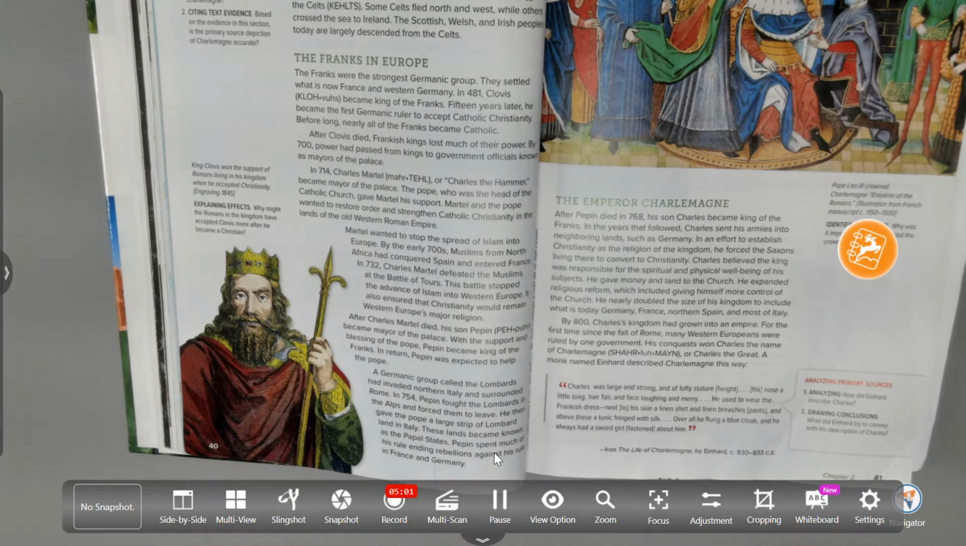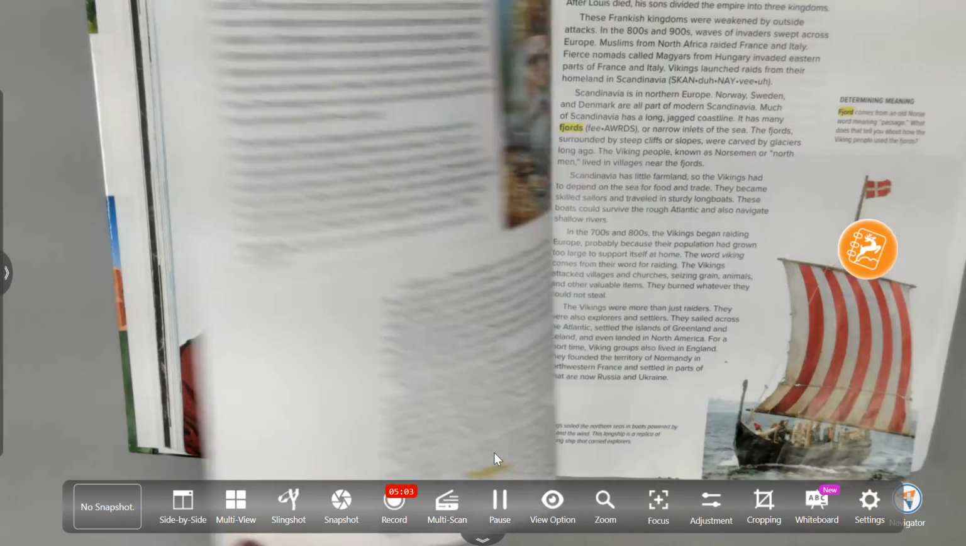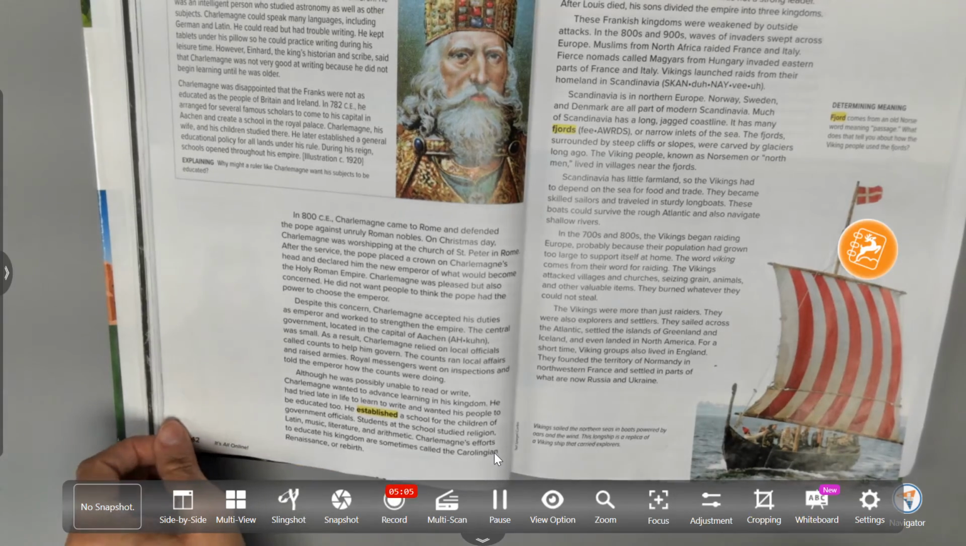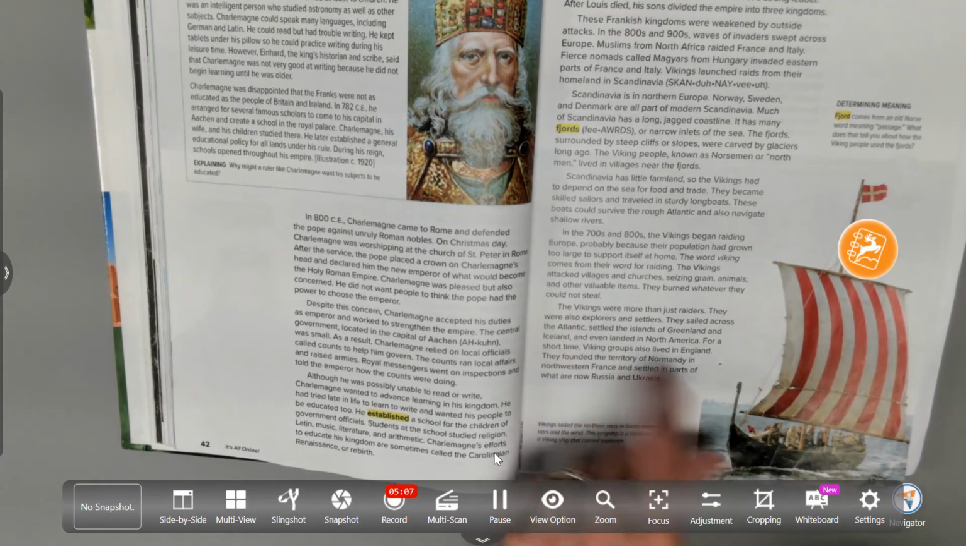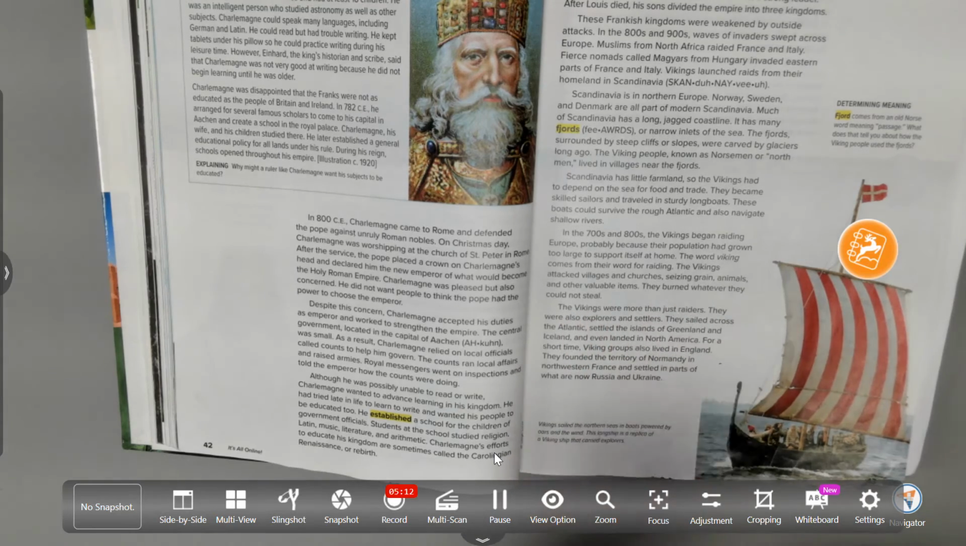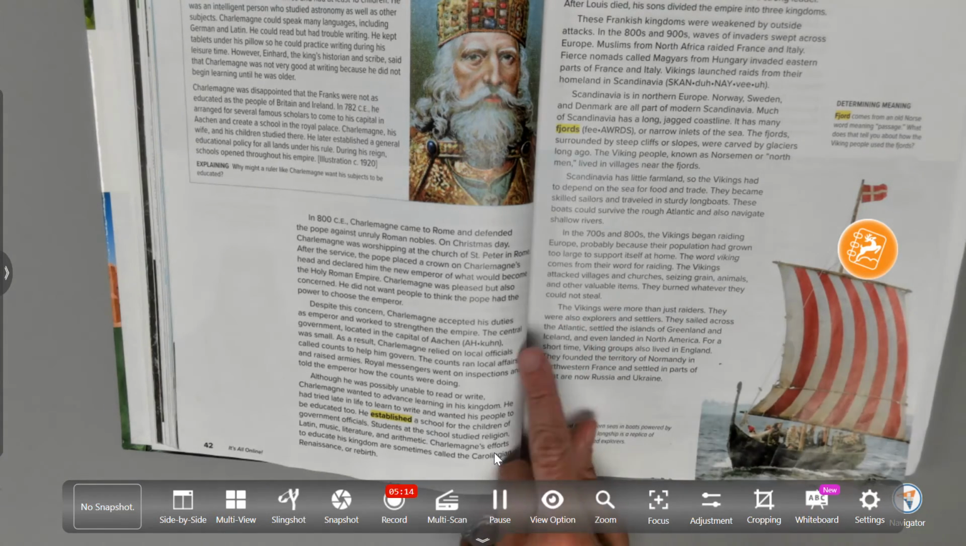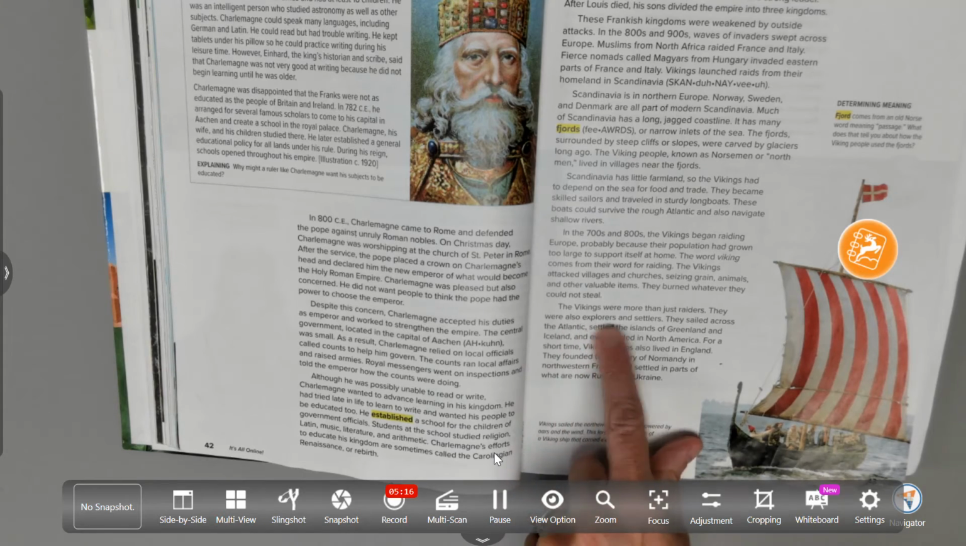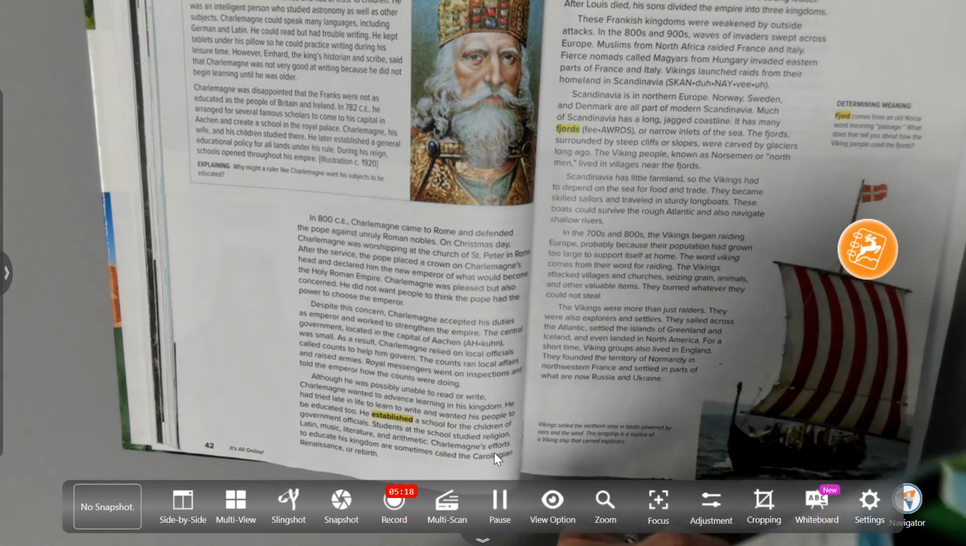So how are they different from the Vikings? The Vikings were primarily raiders. So it says in this last paragraph on page 43, the Vikings were more than just raiders. So they were raiders, so that made them different, but they also were explorers and settlers. Okay?